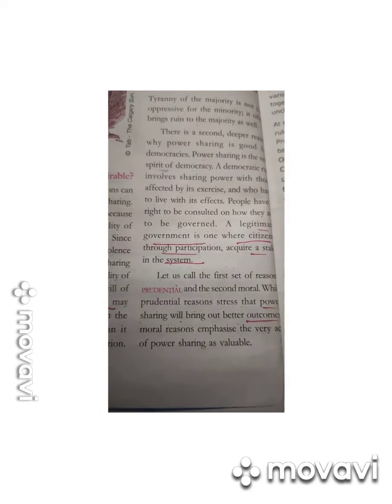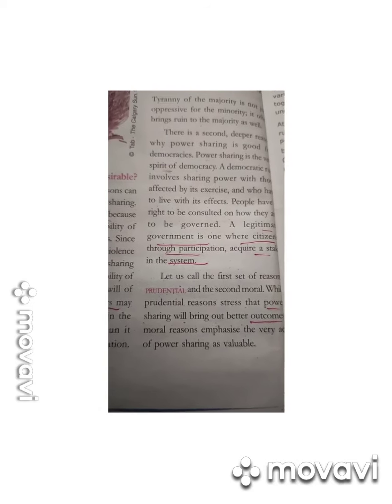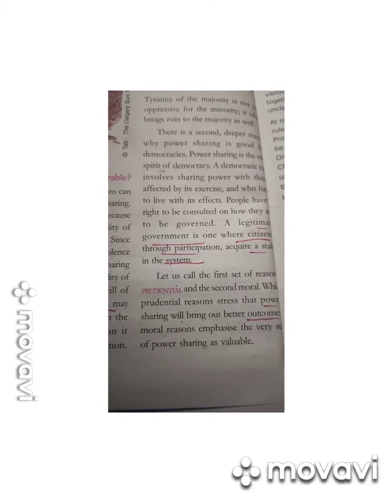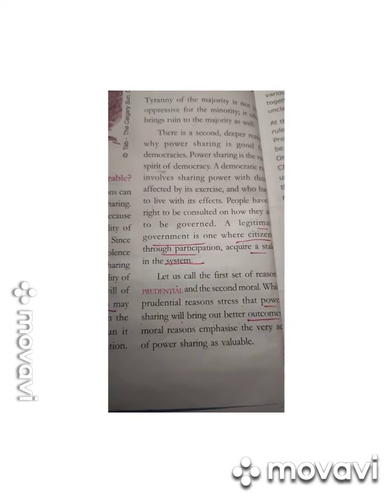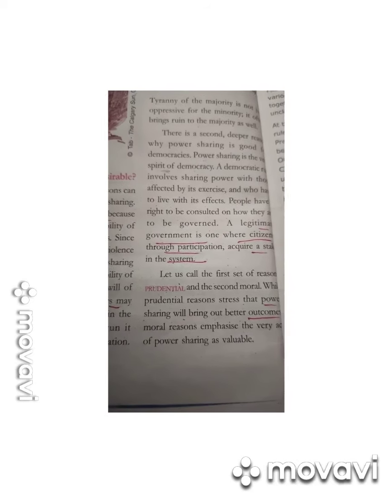So it means, if we use the idea of power sharing, what will be the benefit that I will get? What will be the negative consequences? However, in moral power sharing, we will check whether it is valuable or not. So having a spirit of democracy is the sole idea under moral power sharing.